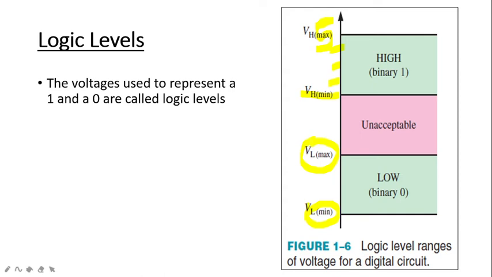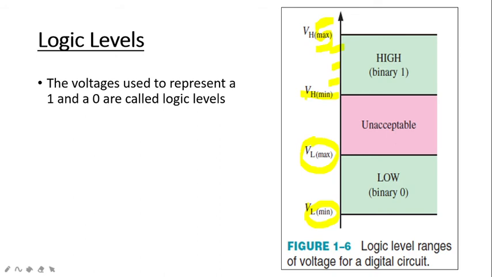So this is what we are saying in the figure here, figure 1.6. See, what it illustrates is the general range of lows and highs for a digital circuit. Here you can see that the variable VH max represents the maximum high voltage value and the VH minimum represents the minimum high voltage value.